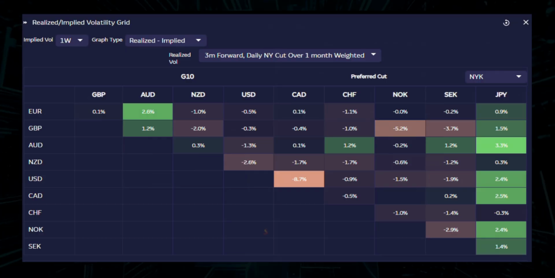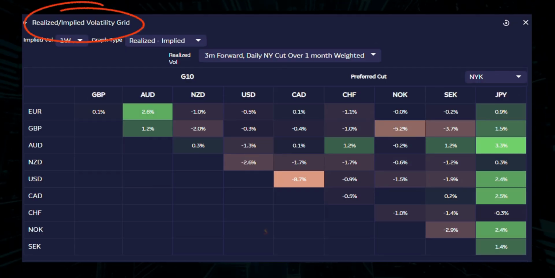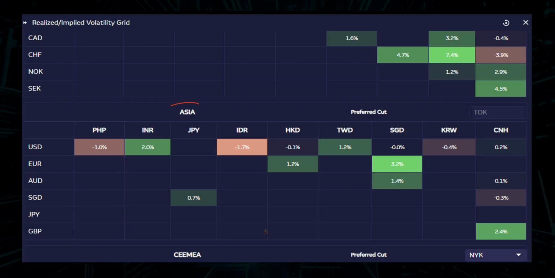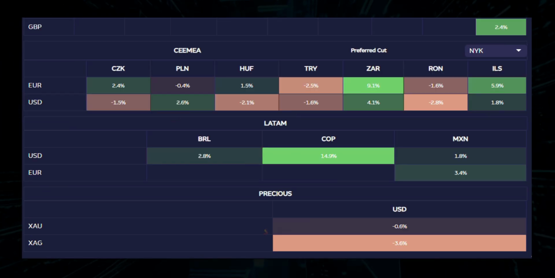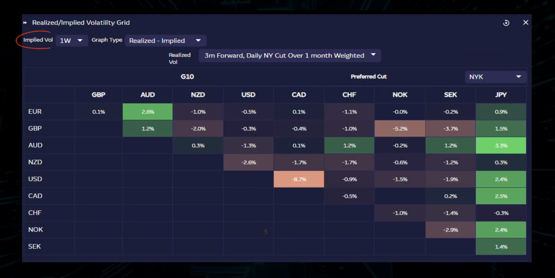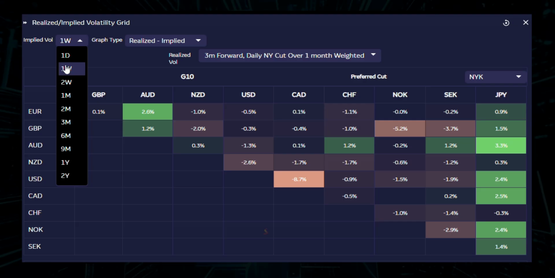The Realized and Implied Volatility Grid provides a comparative view of how current market implied volatility levels align with historically realized market movement. It covers a wide universe of currency pairs across major regions: G10, Asia, CEMEA, LATAM, and Precious. At the top, you'll find the Implied Volatility Tenor Selector, which lets you choose the maturity, from 1 day up to 2 years, for which volatility is displayed.